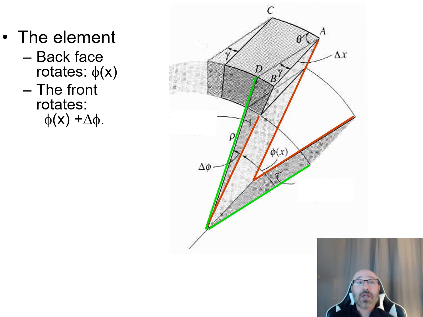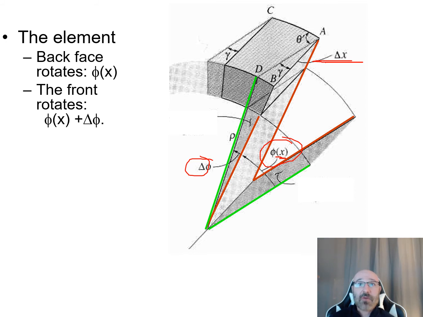So now let's take a look at an individual element within our member. What we want to look at here, we can see highlighted in red and green. Before deformation, we have this angle phi of x, and this angle phi is going to be dependent upon how far we are from the fixed end of the member, based upon that distance x. And after deformation, we have this change in our phi, our delta phi. We can see our whole member has this length delta x that we discussed in a previous slide.